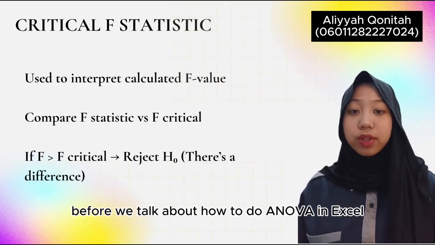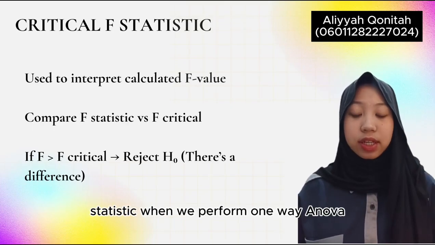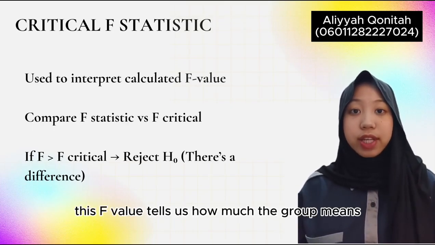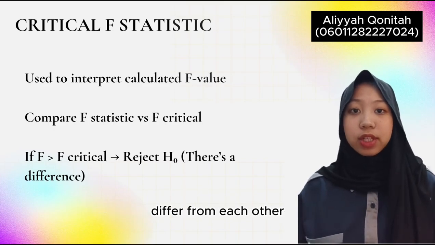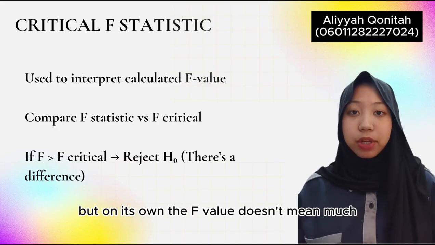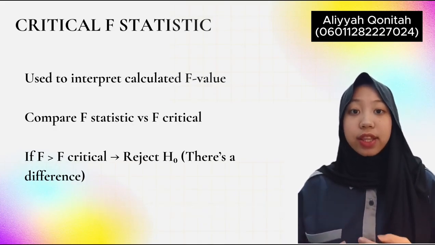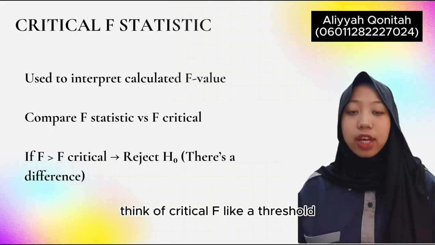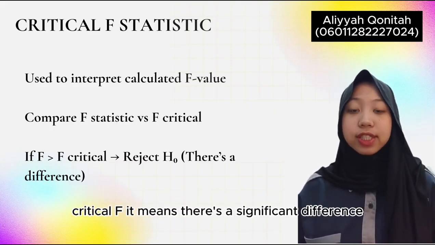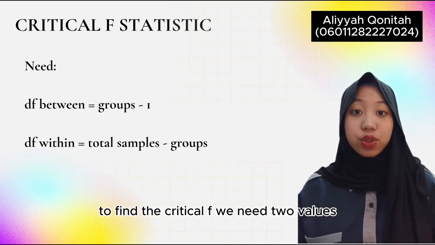Before we talk about how to do ANOVA in Excel, it's important to understand the concept of the critical F statistic. When we perform one-way ANOVA, we calculate the F value. This F value tells us how much the group means differ from each other compared to the variation inside each group. But on its own, the F value doesn't mean much. To interpret it, we need to compare it with something called the critical F statistic. Think of critical F like a threshold. If our calculated F value is greater than this critical F, it means there's a significant difference somewhere among the groups. To find the critical F, we need two values.